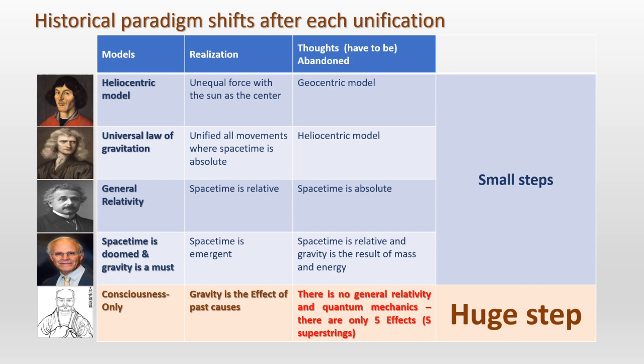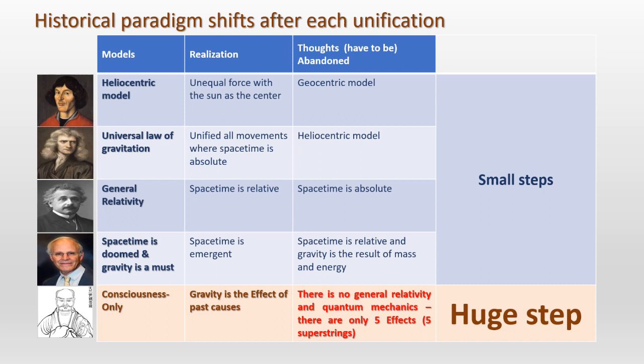When it comes to Newton, he unified all the forces of movement in his law of universal gravitation, where there is no predesignated center as in the heliocentric model. Einstein had to abandon the absolute space-time mindset to establish his theories of special and general relativity. String theory has shown that space-time is emergent rather than relative. String theory has also shown that gravity is a must without presence of mass or energy. This means we have to abandon general relativity.